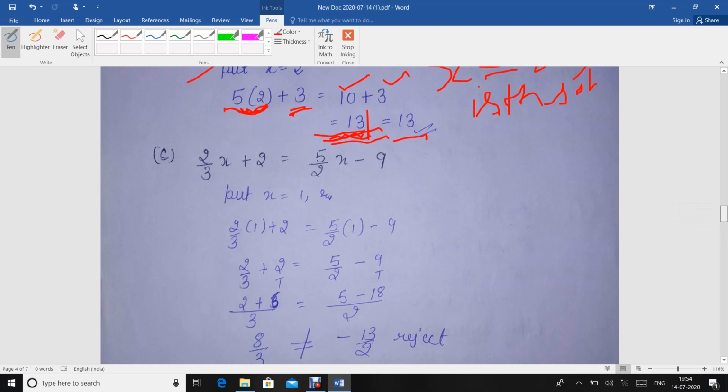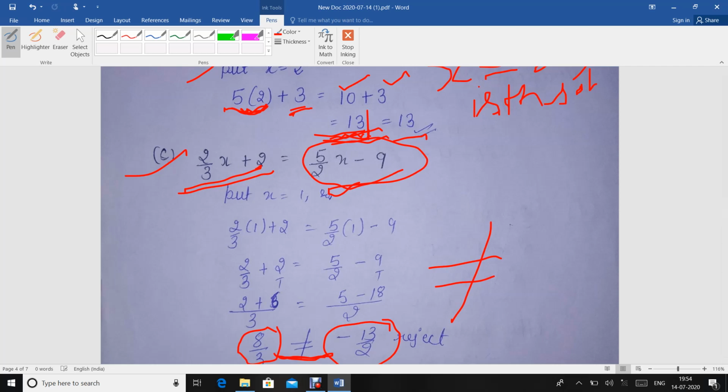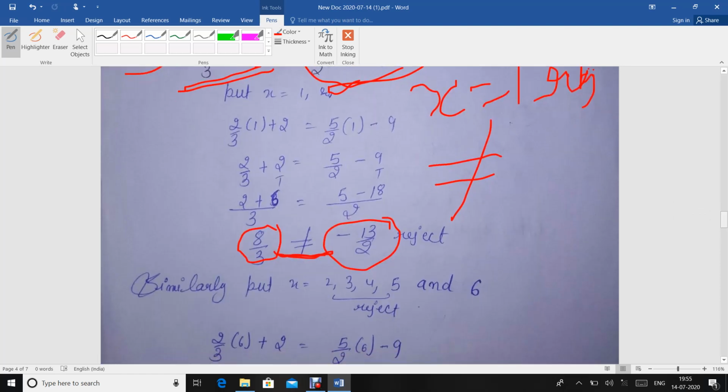Let us see one more question, part C, which is 2 upon 3x plus 2 is equal to 5 upon 2x minus 9. For this, firstly you will put x is equal to 1. After putting x is equal to 1, you will get 8 upon 3 on the left hand side, and after putting 1 on the right hand side, you will get minus 13 upon 2, which are not equal, means left hand side does not equal right hand side, means x is equal to 1 is the rejected value, means x is equal to 1 is not the solution.